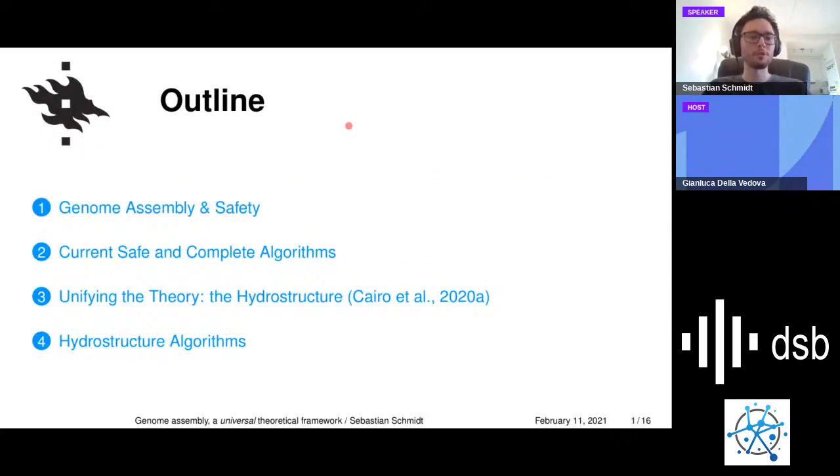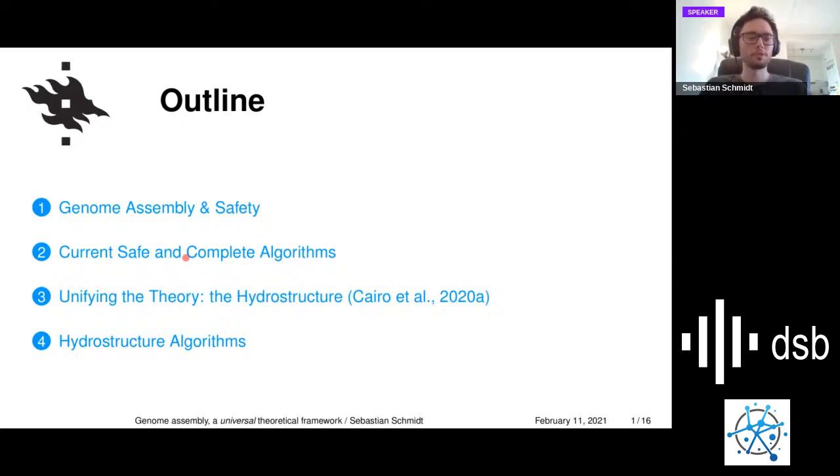Today, I will first give you a short introduction about genome assembly and safety in genome assembly, and then also motivate why we might want more intricate models of genome assembly in practice. Then I will introduce the current safe and complete algorithms in genome assembly. These are only for rather simple models of genome assembly. Then I will introduce the hydrostructure, which is a theoretical construct that is able to aid us in all the more complicated models of genome assembly, for the characterizations of safe solutions as well as the algorithms. And then I will explain how the algorithms work a little bit.